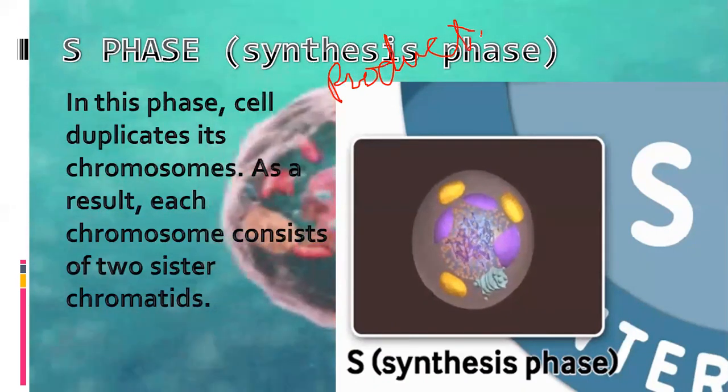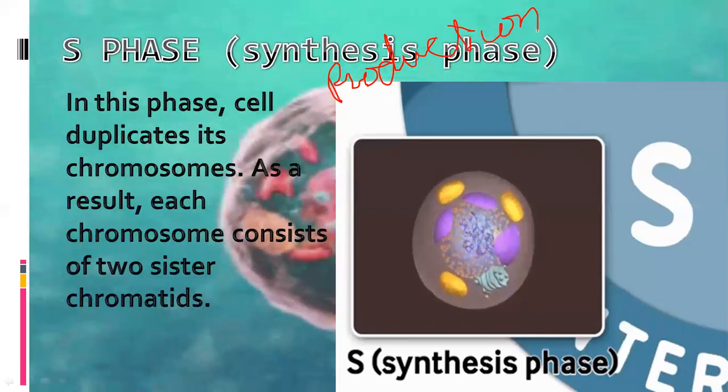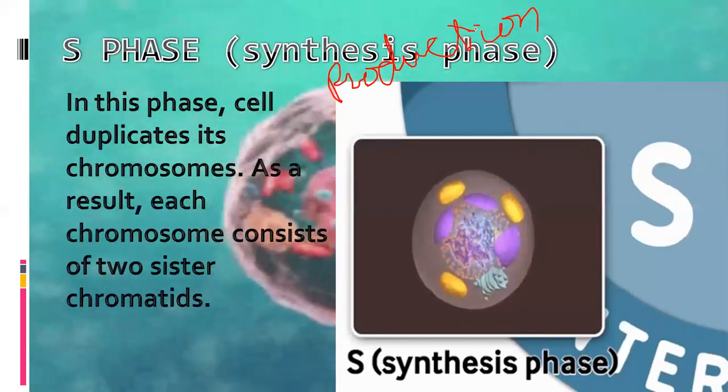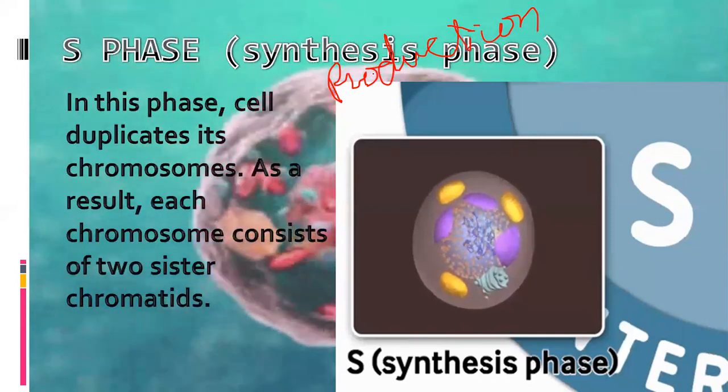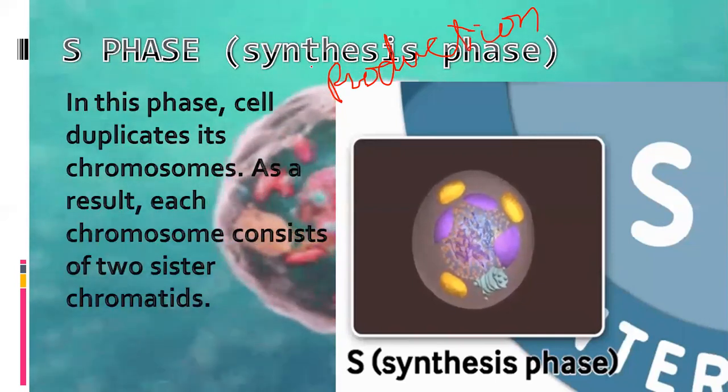Okay, production or making. So anything which is going to be formed, like photosynthesis, preparation with the help of photo or light. So that is preparation, production, and making, any type we can see. So synthesis phase, what is done in synthesis phase? Like new chromosomes are formed.